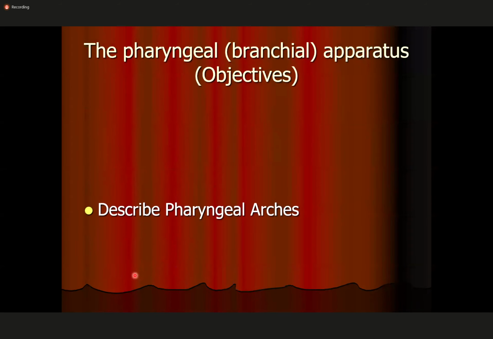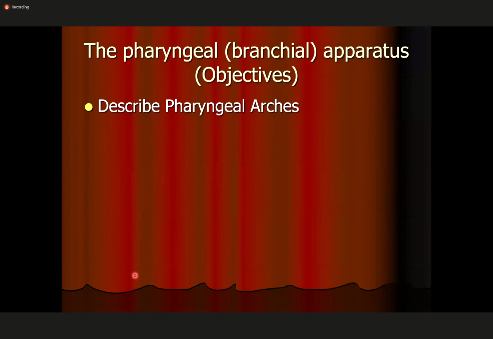Now, what are the objectives we have? Describe pharyngeal arches. So let's start the ball rolling. Describe pharyngeal arches. What do you mean by arch? Arch is an elevation. Everybody knows what you mean by arch: elevation, up. And when it is down, it is called a pouch.